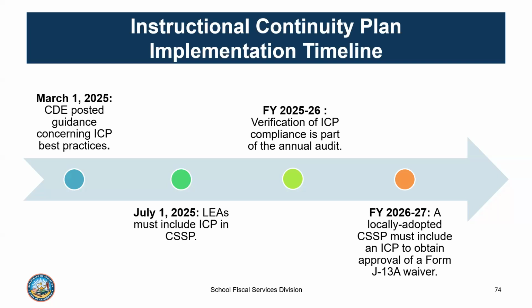The ICP must include protocols for establishing two-way communication with students and their families as soon as practicable, but no later than 5 calendar days following an emergency, and providing access to in-person or remote instruction as soon as practicable, but no more than 10 instructional days following the emergency.